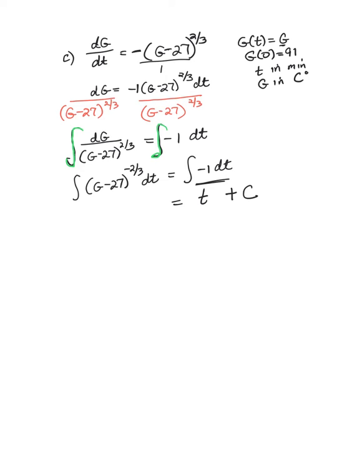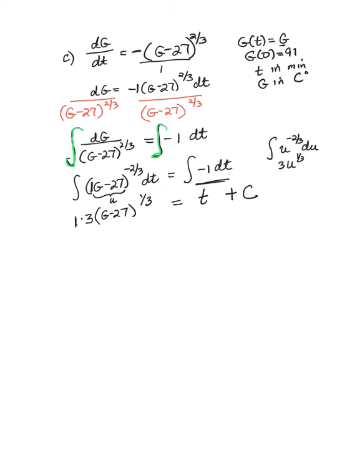To integrate this using our shortcut with u substitution, and u is a linear function, the integral of u to the negative 2/3 would be u to the 1/3 times 3, because we add 3/3 to the exponent and we divide by that new exponent. So we could write this as 3 times g minus 27 to the 1/3. Okay, and the coefficient of the g here is 1, so the reciprocal of 1 is just 1, so that doesn't change.